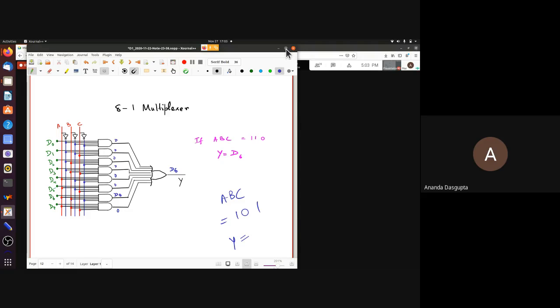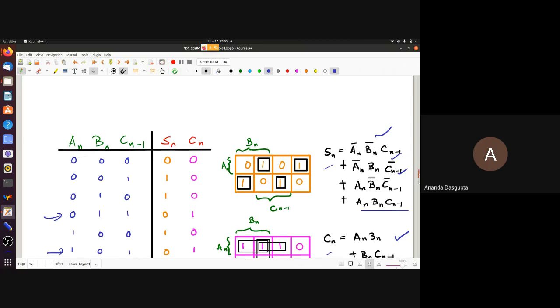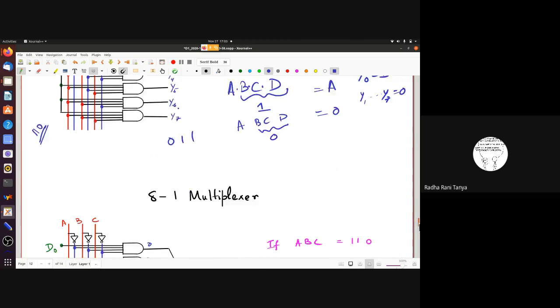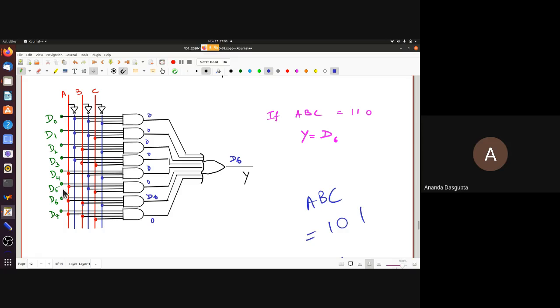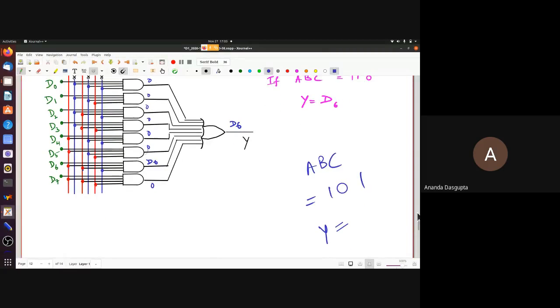Quickly, we are out of time, so we need to speed this up a bit. D5. Yeah, it is going to be D5 because D5 will have 1 from here, 1 from here, because the blue actually is B bar. Since B is 0, B bar is 1, and 1 from here. So this AND gate is the only one which has 3 inputs coming from the controls as 1. And D5, whatever D5 is, will come out here. All the others will have 0. So the output will be D5.